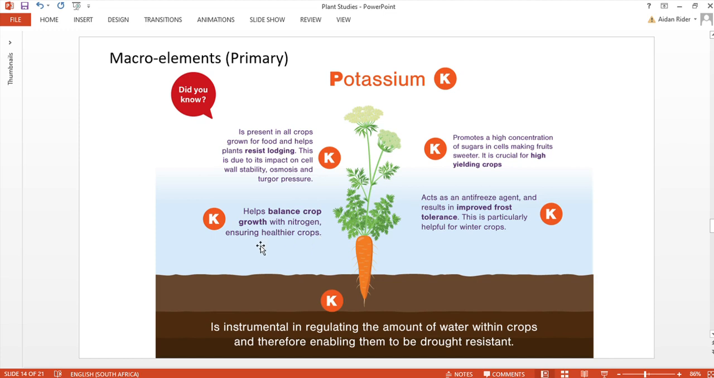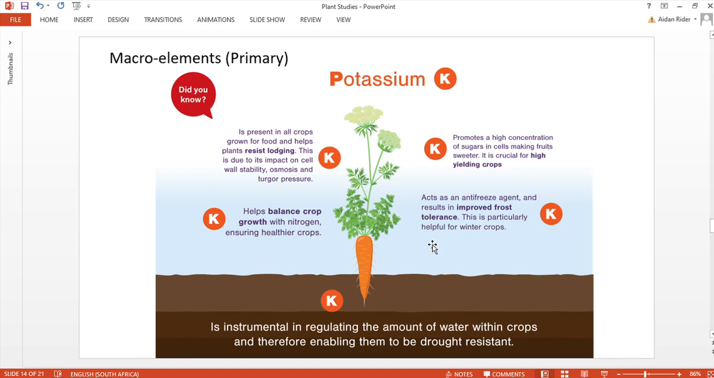Nitrogen and also the potassium is important. They regulate together what happens inside all the system, things that happen inside the plant. Interestingly, it also acts as an antifreeze agent and results in improved frost tolerance, so they can handle cold weather better. So yes, it's helpful in winter crops.